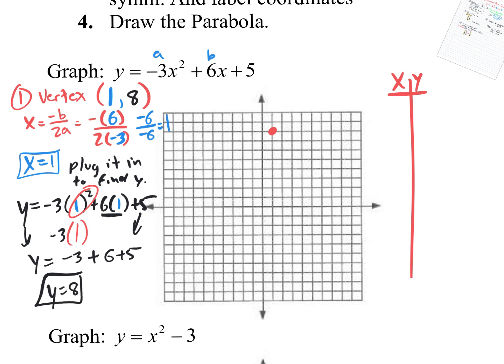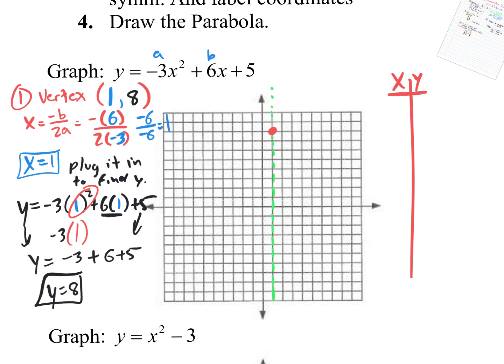What would be the easiest number to plug in? Oh, you know what? Even before finding more coordinates, through the vertex exists that vertical line that we call the axis of symmetry. So we might as well do that right now. So here is my axis of symmetry. Everybody go ahead and draw a vertical line. I always use green.